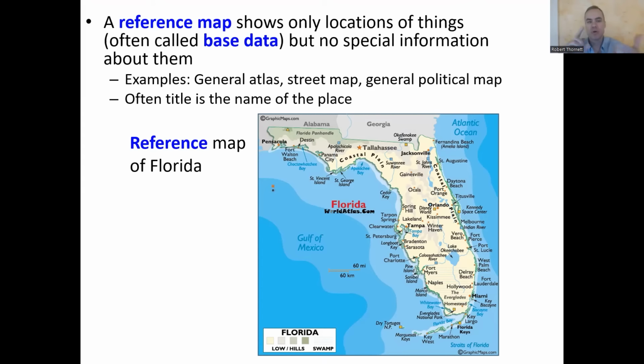So this would be your typical general atlas, or a wall map or something like that, or a street map, things like that. And in these types of maps, reference maps, which are all around us, the title of the map is often just the name of the place that the map is. So the title of this map is Florida.